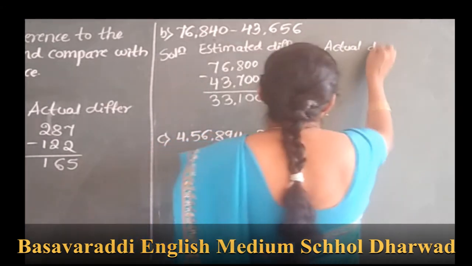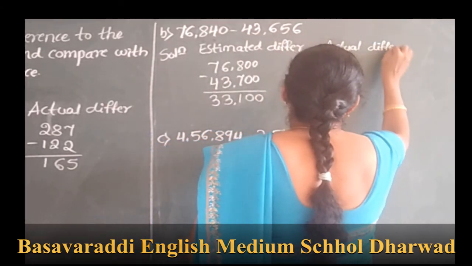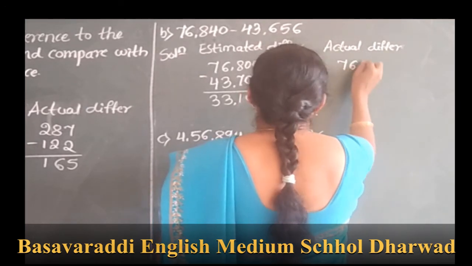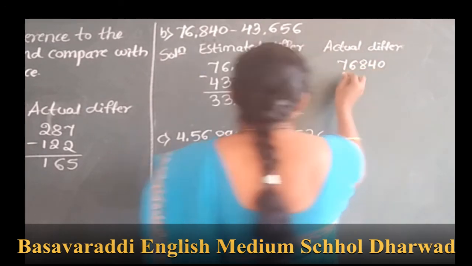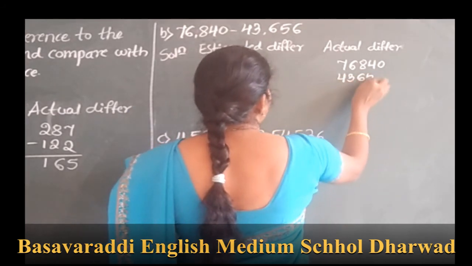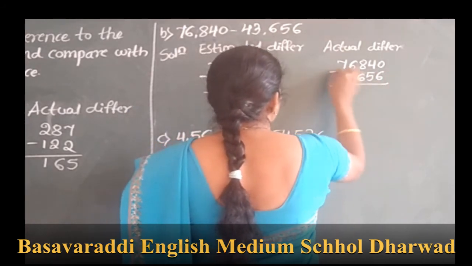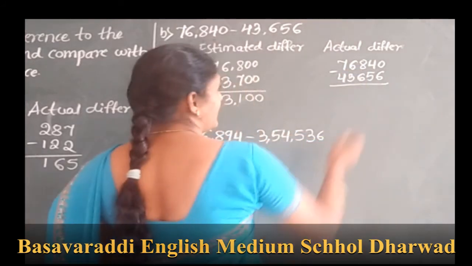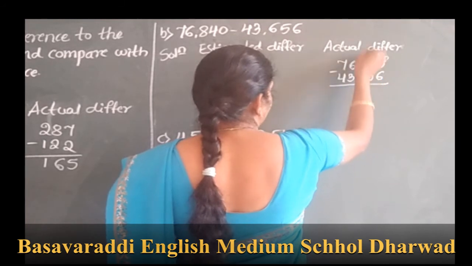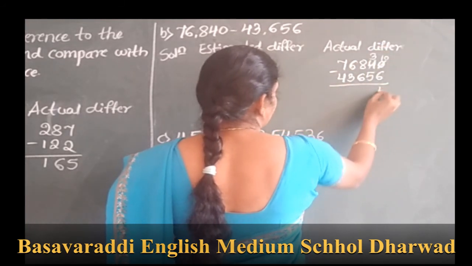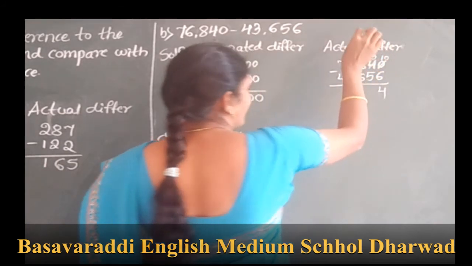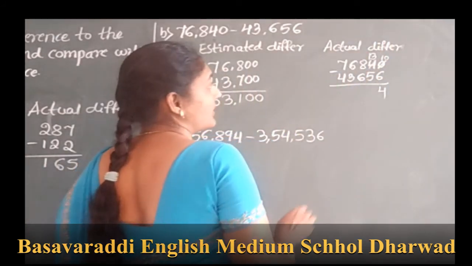The actual difference: write the number there, 76,840 minus 43,656. Write the numbers the same as that. 0 minus 6 is not possible, so we regroup, and the 4 becomes a 3. 10 minus 6 is 4. 3 minus 5 is not possible, so we regroup the number there.